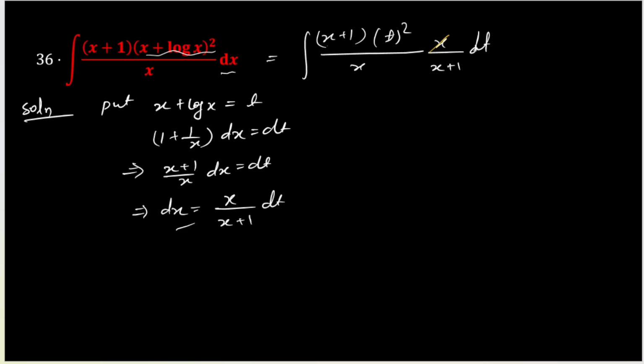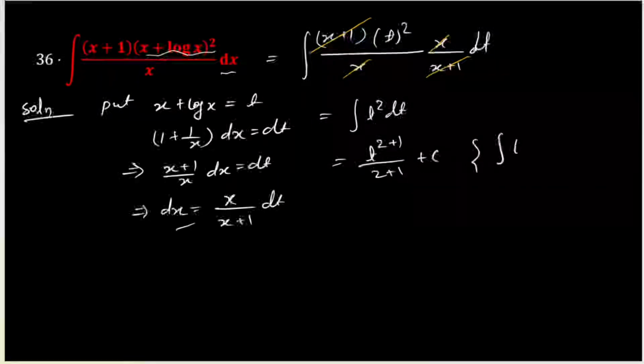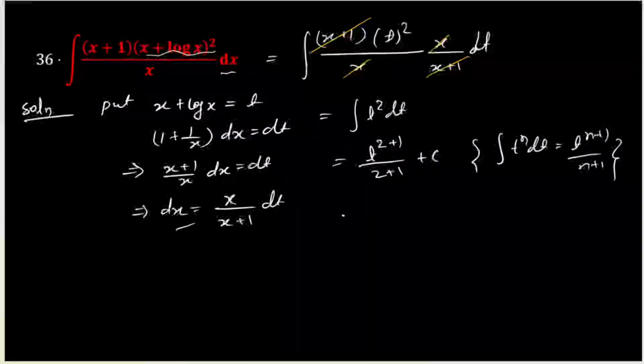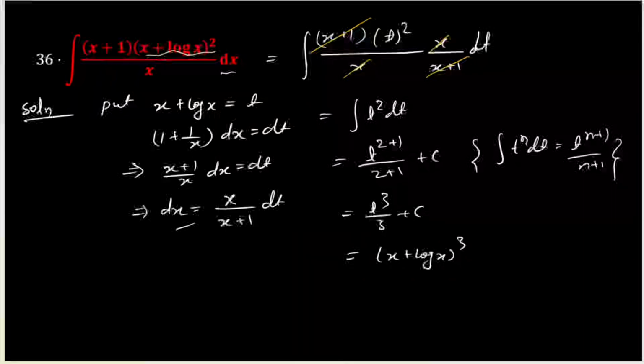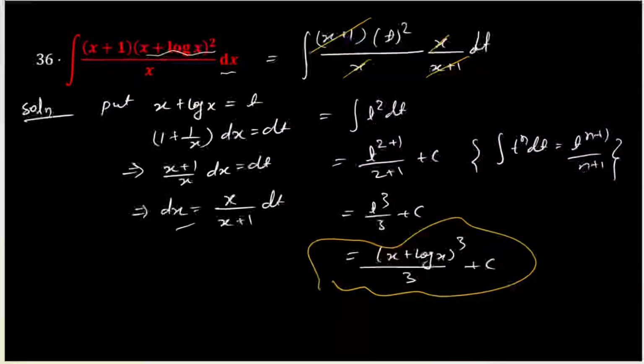So x is cancelled, and also this is cancelled. Therefore the integral of t squared dt, using the formula that the integral of t to the power n dt is equal to t to the power n plus 1 by n plus 1, gives t cubed by 3 plus c. Replacing t in terms of x, we get (x plus log x) cubed by 3 plus c. This is your required answer.